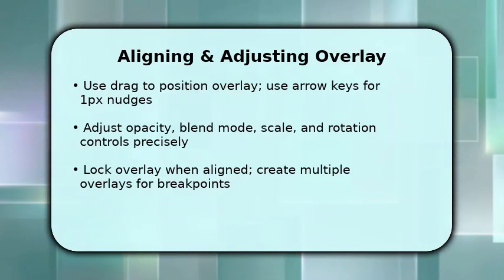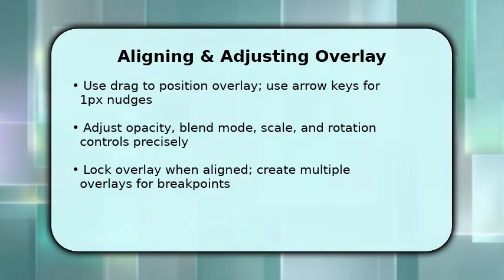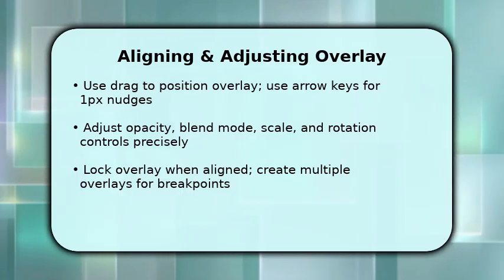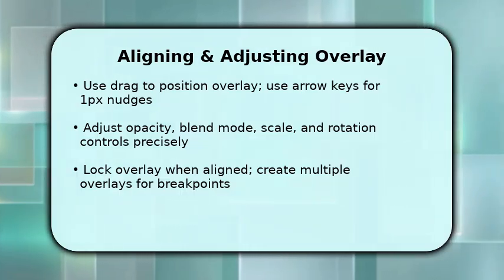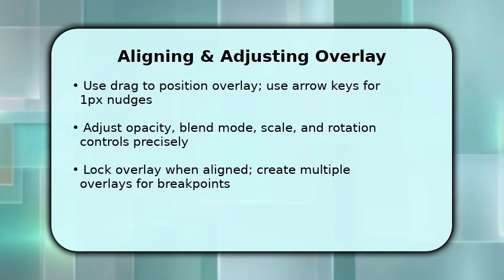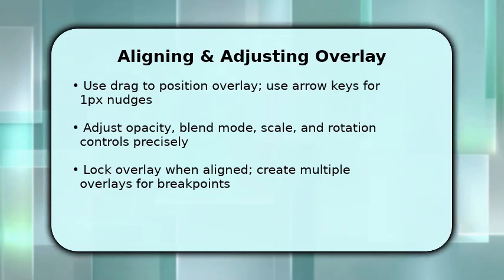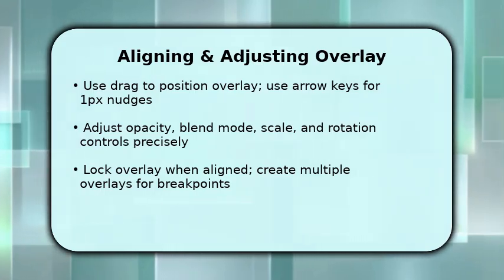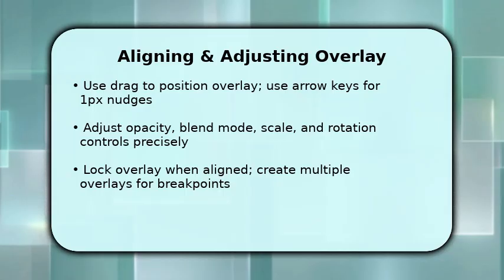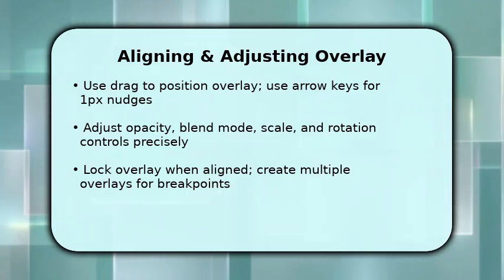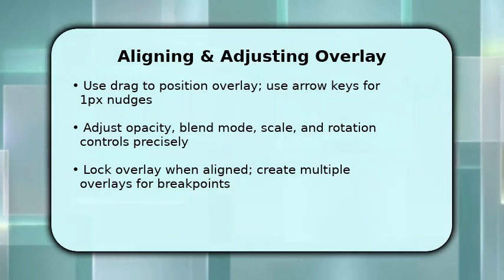Now you'll align the overlay to the live DOM. Drag the image into position and switch to keyboard arrow nudges for 1 pixel corrections. This gives exact alignment. Then fine-tune scale and rotation if the design differs. Use the extension scale slider and rotation handle while watching key UI elements. Once elements line up, lock the layer to prevent accidental moves.